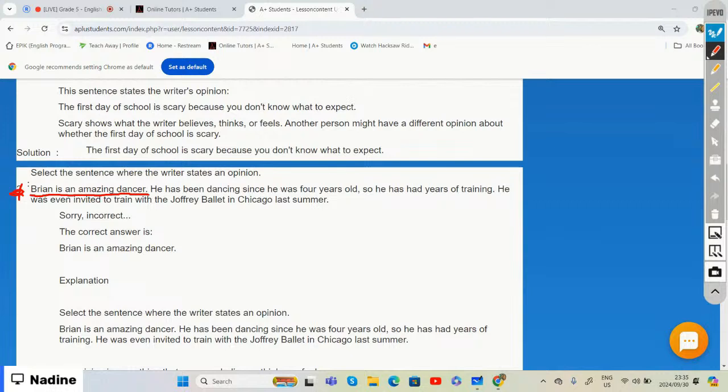Remember, one person might see Brian as an amazing dancer, but compared to other dancers, they're going to think, this is average, you dance okay. Maybe you need more training, right? Which means that everybody has their own opinion about something. As much as he's been dancing since the age of 4, he's had so many years of training and he's been training with the Joffrey Ballet in Chicago last summer, that doesn't make him an amazing dancer. So, remember, everybody has their own opinion about something.